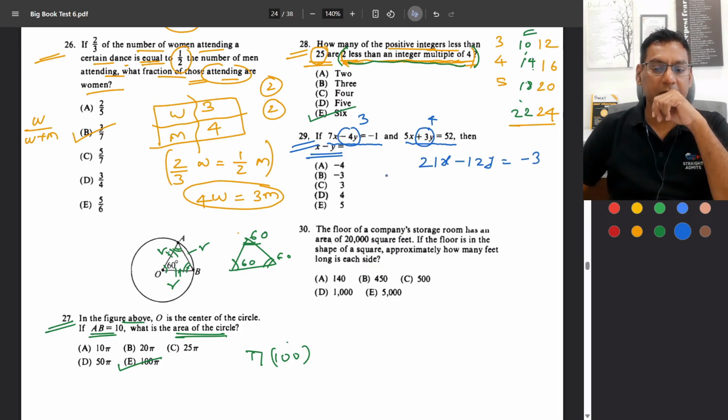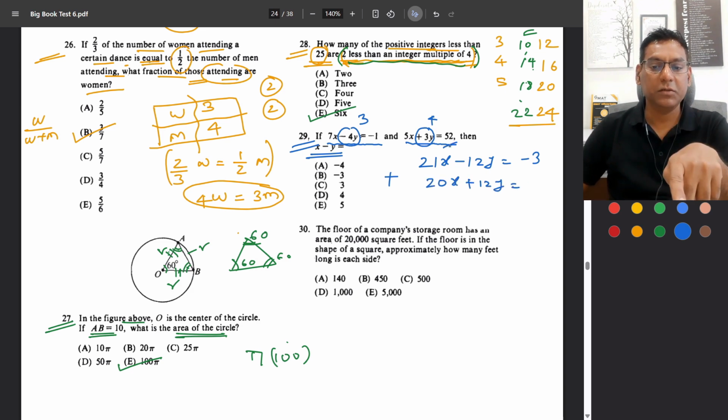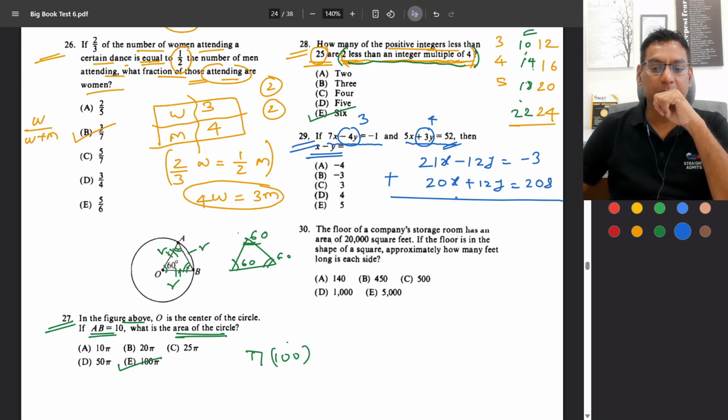Okay, multiply this equation by 4. So I get 20x plus 12y is equal to this to be multiplied by 4. So that is 208. Let's add them up. I get 41x, or this will get cancelled, is equal to 205. So x comes out to be 5.